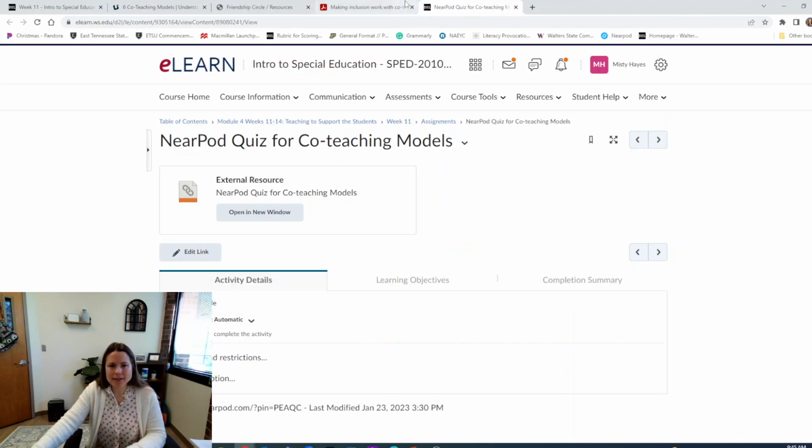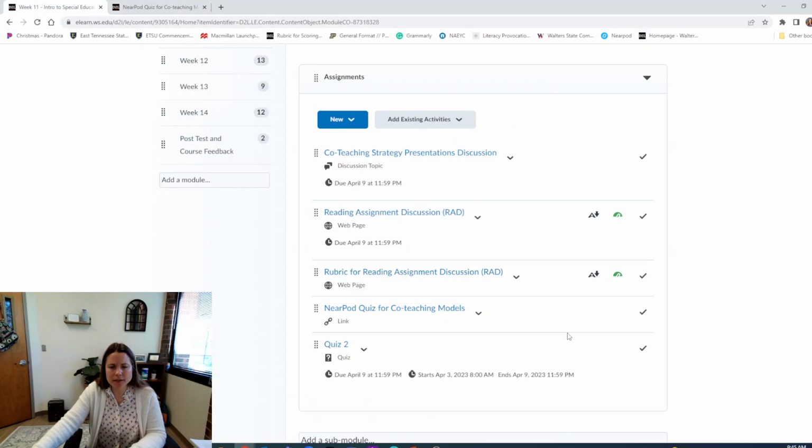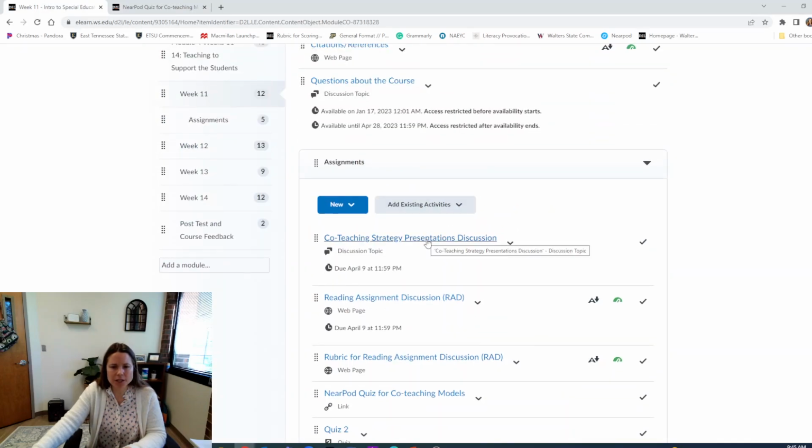Okay, so the last thing I wanted us to look at, I told you, was going to be the discussion for co-teaching. So this is where you have a possibility of 10 points. So this is part of your assessment, right? And then if you need an optional RAD, that's part of assessment too.